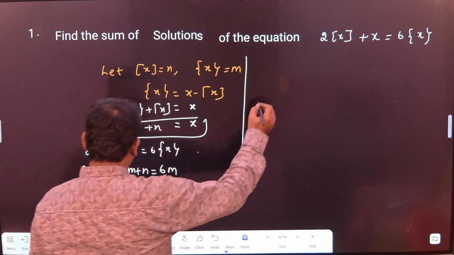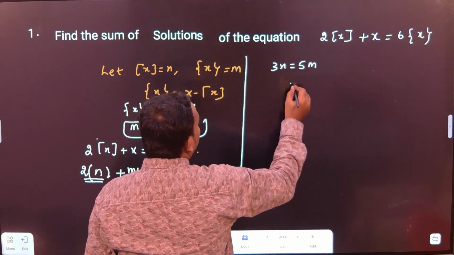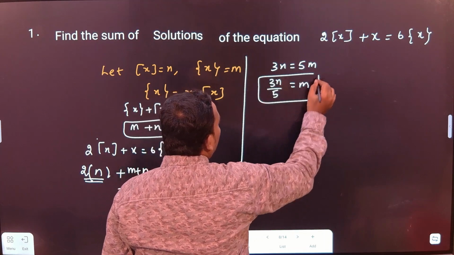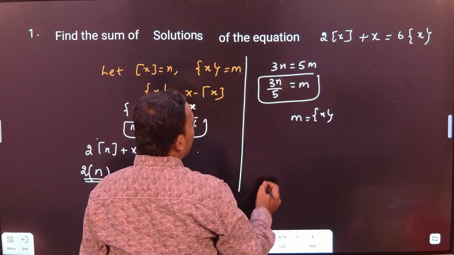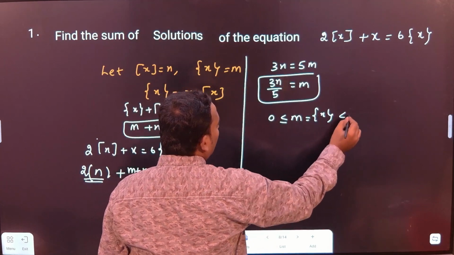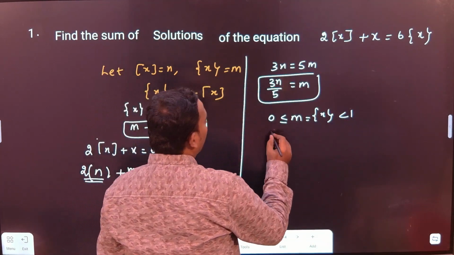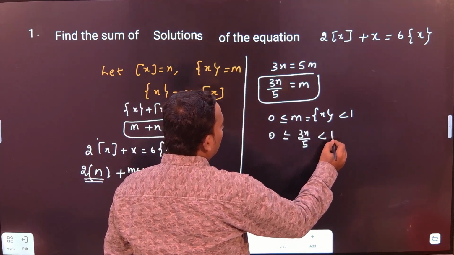So how to rewrite this one? 3n is equal to 5m, you can write. So you can see 3n by 5 is equal to m. But you know what is m? m is the fractional part function. You know what is the range of this? 0 to 1. But what is m here? 3n by 5. So 3n by 5 is less than 1.